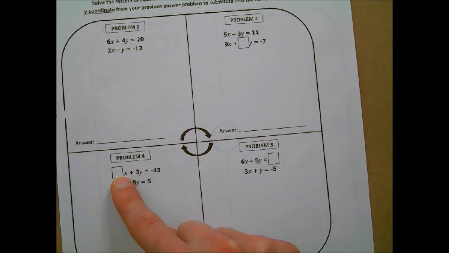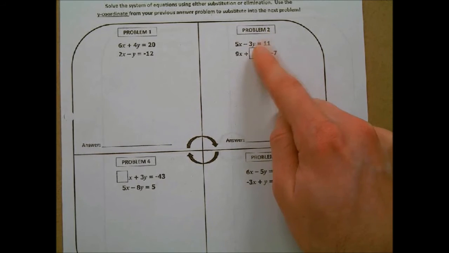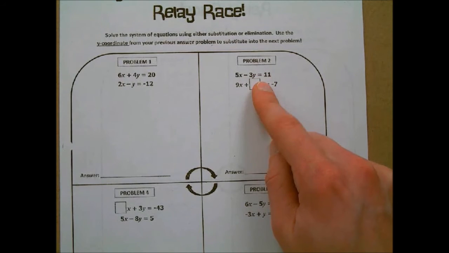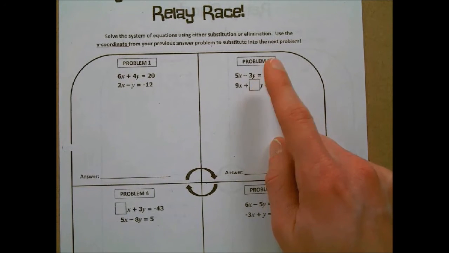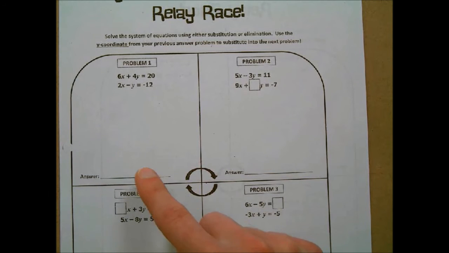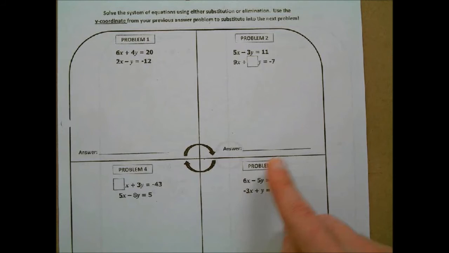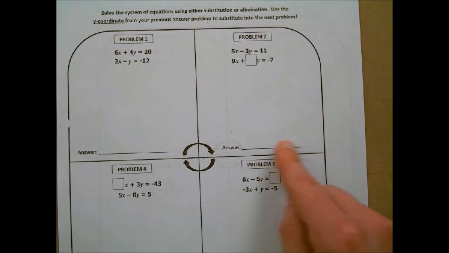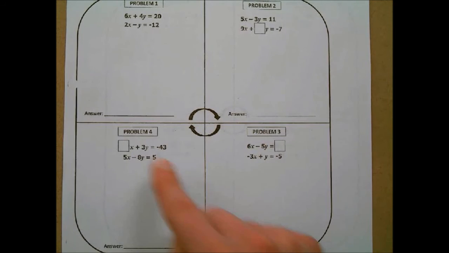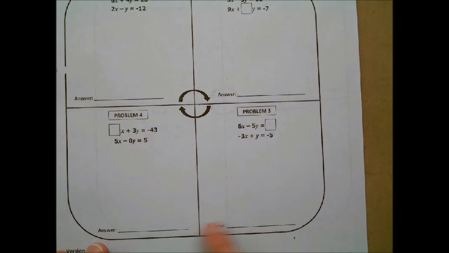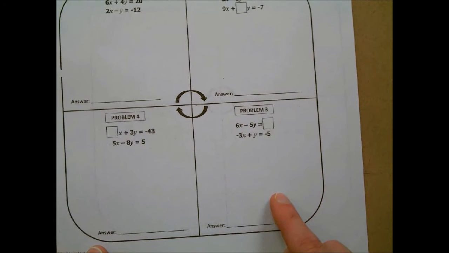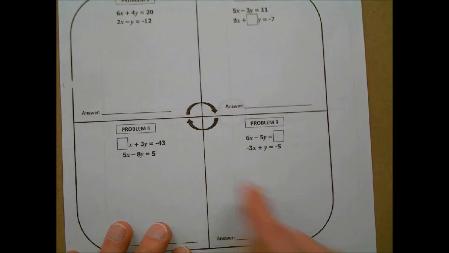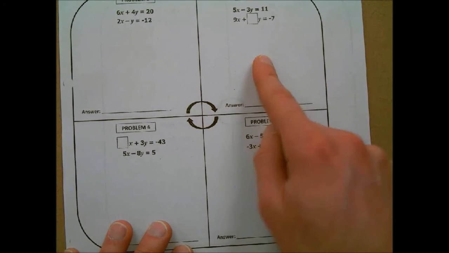You're going to fill in the blank of problem 2, okay? The blank from problem 2 is the y coordinate from problem 1. The blank from problem 3 is the y coordinate for the answer for problem 2. The blank for problem 4 is the y coordinate for the answer from problem 3. So, be careful, right? Because if you mess up problem 1, then you're going to mess up problem 2, problem 3, and problem 4, okay? So be careful with that.